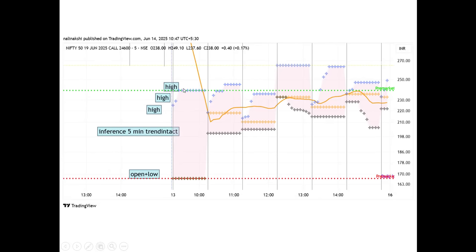So you are not going to enter over here because it opened around 163 and made a high of around 230. It is too expensive. You need to wait for the discount. Here in the second hour, it is plotting low. The black dots are the low, orange color is open and blue color is the high. So I'm explaining it to you.